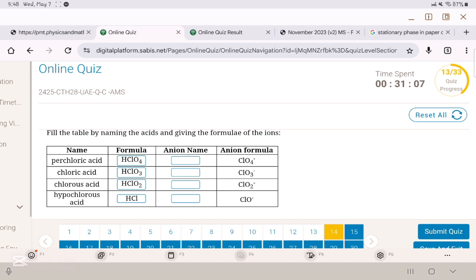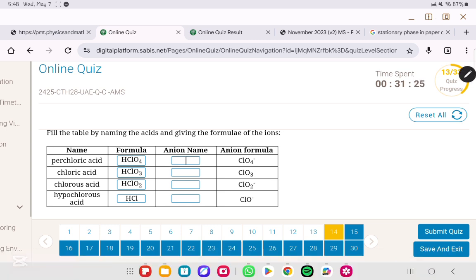Okay? Now for the anion names, very, very important. So what you need to know is that if it is ClO4 minus or ClO3 minus, you will remove the ic acid, and instead you will put ate. So chloric acid will go, you will put what? Instead you will put chlorate. If it's ClO2 minus or ClO minus, you will remove the ous acid, and instead of the ous acid, you are going to put ite, so chlorite.